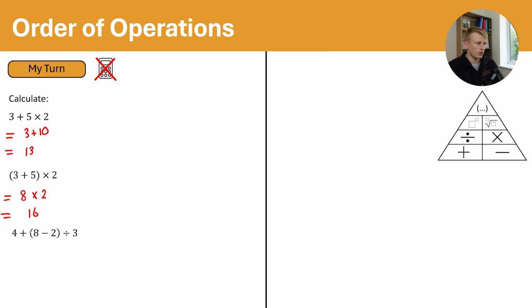In this one, we're doing 4 add 8 subtract 2 divided by 3. I'm going to do my bracket first. So I'll do 8 subtract 2 to give me 6, and then I'll divide that by 3. I have addition and division, but I need to do my division first before I do my addition. I'll rewrite the first part of the calculation, and I'll do 6 divided by 3 to give me 2. And then I can do 4 add 2 to give me 6.